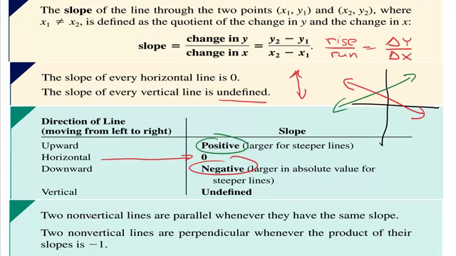Duh, you guys should know that. And then two non-vertical lines are perpendicular whenever the product of their slopes is -1. A little harder for me to draw because I'm not the world's greatest artist. But if you have the slope of this line and the slope of a perpendicular line to it, this is supposed to be a right angle, then those two slopes are opposite reciprocals. If the slope of the first one is 3, then the slope of the perpendicular line is -1/3. And if you multiply those two numbers together, you get -1.